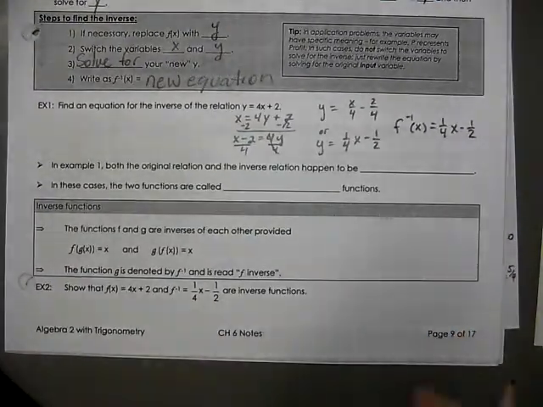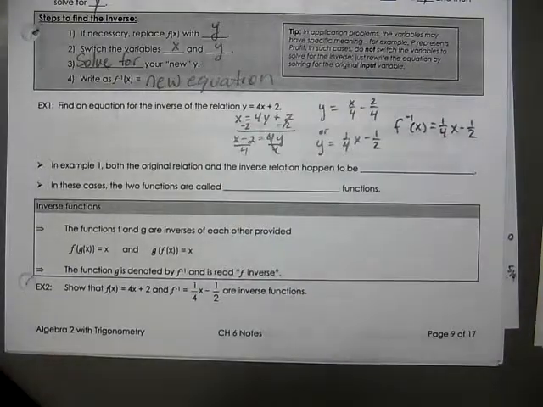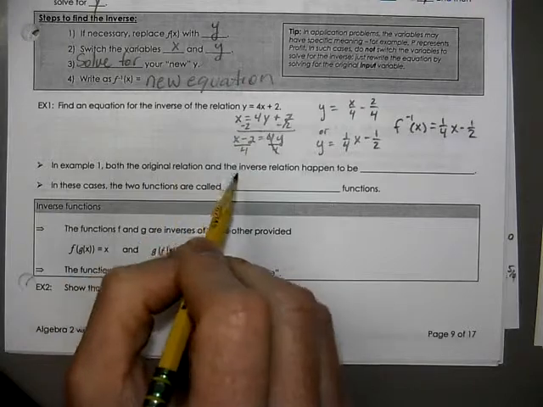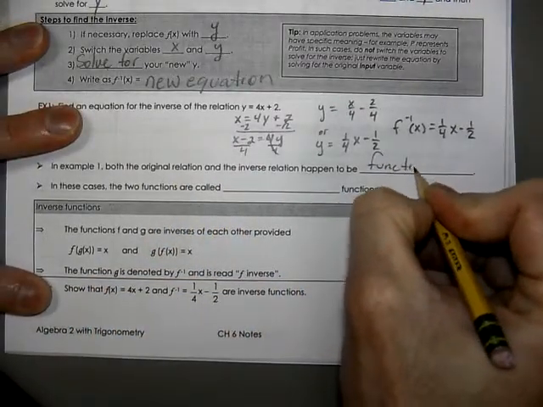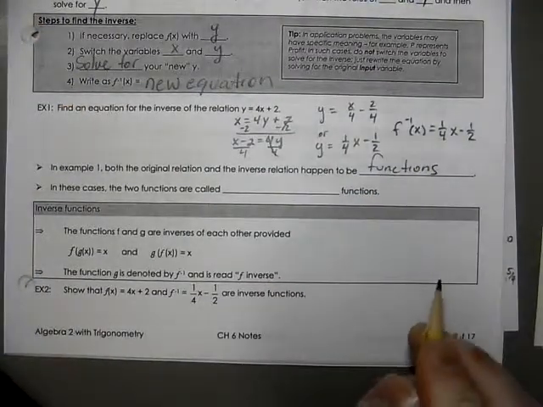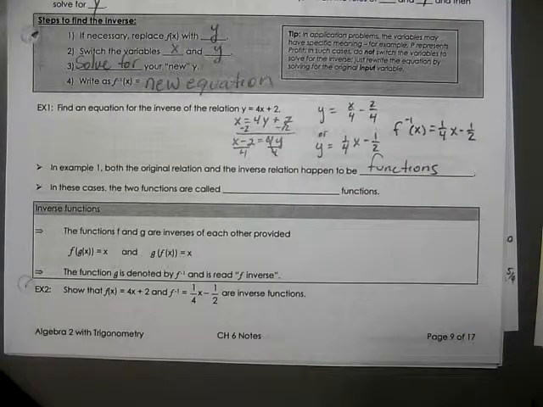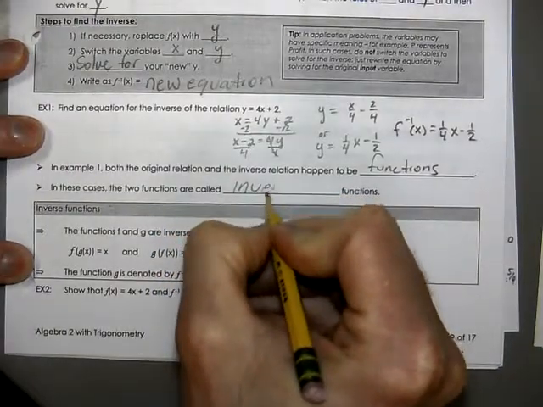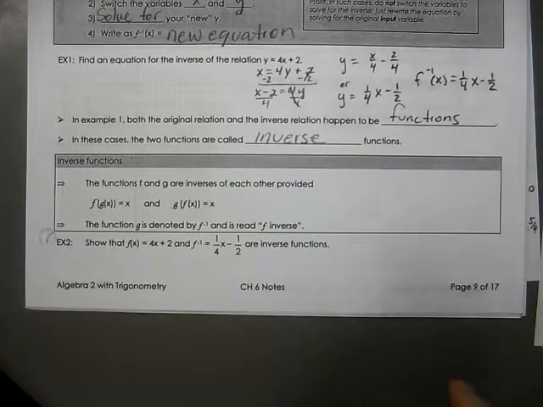This and our original are inverse functions of each other. In this example, both the original relation and the inverse relation happen to be functions. We know they're functions because they're both linear, and linear equations are, of course, functions. In these cases, the two functions are called inverse functions. We can test to see if they're inverse functions.